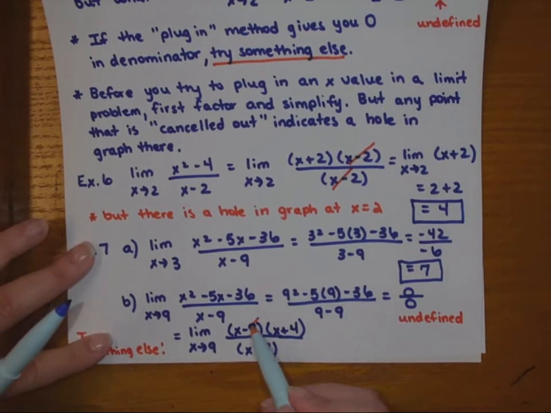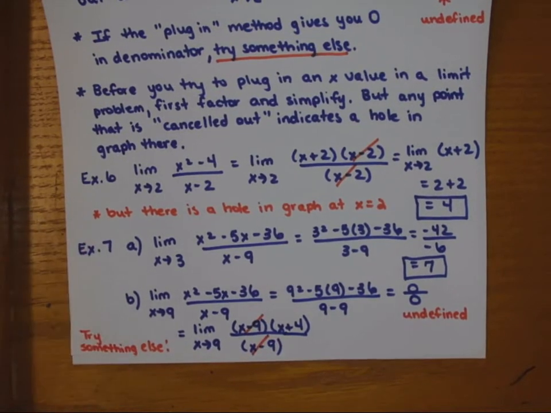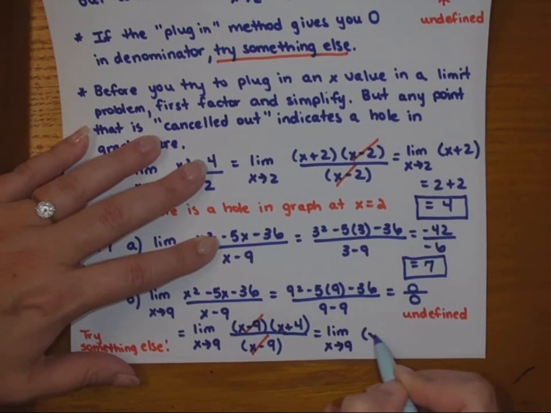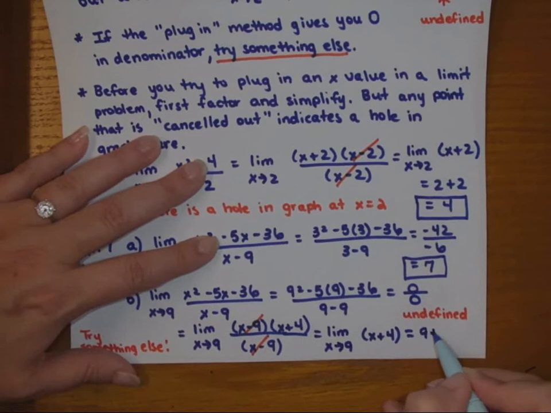Notice what that does, right? That cancels these x minus 9s out, and then I have eliminated the problem. So now I'm finding the limit as x approaches 9 of x plus 4. And notice now the plug-in method is just fine. I can plug in 9 and I get an answer of 13.